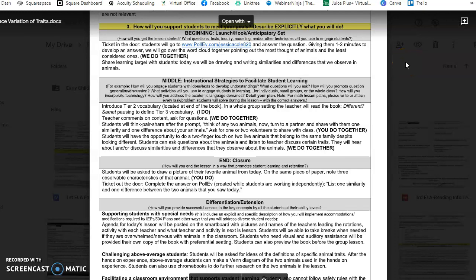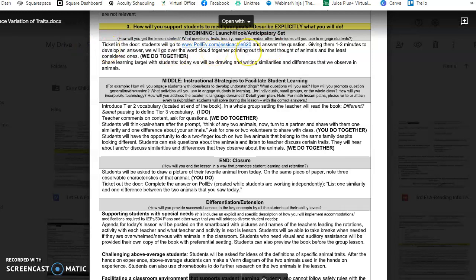Now, you can label things differently. You can note the time differently. I just want you to see things that should be in your lesson plan. So at the beginning of this lesson, the student has a ticket in the door where she has a poll, using Poll Everywhere, and she's saying time right here. Give students 1 to 2 minutes to develop an answer. Then they go over it together.